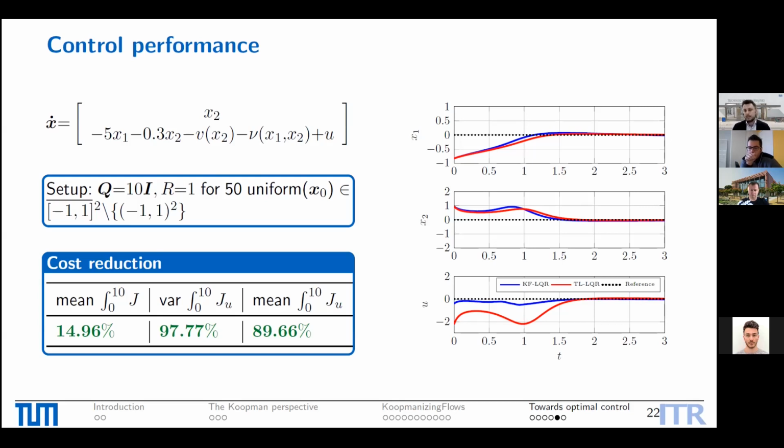Taylor linearization. Here, as before, in blue we have our Koopmanizing-Flows based LQR, and in red we have the LQR based on a Taylor linearization around the equilibrium. We can see here, because of this dissipation knowledge that we gather by the Koopman representation, we are so much more efficient and deliver overall more optimal performance, because we know where our system is actually well damped and where not.